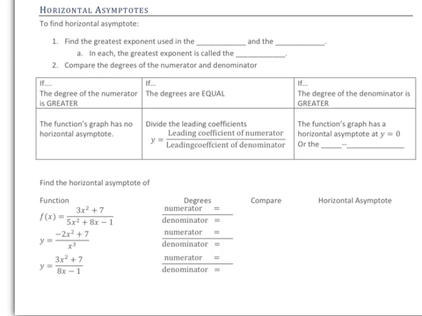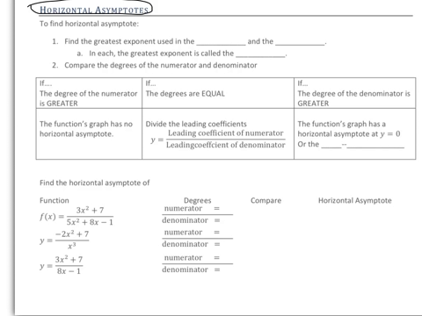Okay, now we're going to talk about horizontal asymptotes. What a horizontal asymptote is, basically, is when the graph levels off as it gets closer to some point on the x-axis or a value for x. So in other words, your y is going to start approaching a certain value.